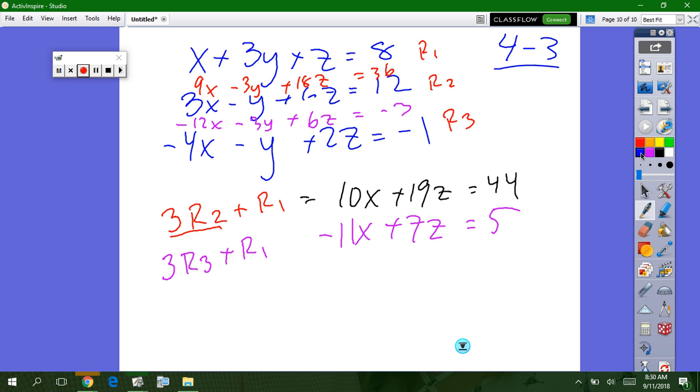Okay. I'm going to multiply the top by what? Anybody? I don't need to do negative 11 because it's already negative here, so I just need to times it by 11. How about the bottom row? What am I going to multiply it by? 10.